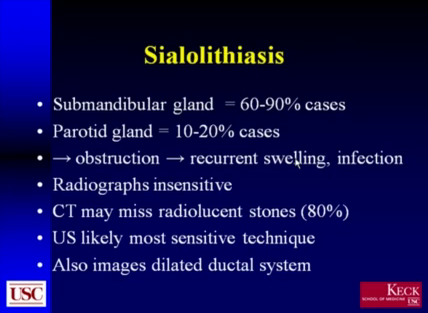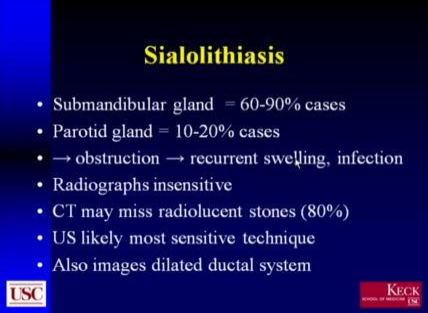Sialolithiasis, of course, are stones within the gland, usually in dilated ducts. Typically, this occurs in the submandibular gland, said to occur in about 60 to 90% of patients, as was shown in the earlier patient that we looked at. The parotid gland is far less common, accounting for about 10 to 20% of cases. Again, it's a similar finding of obstruction with recurrent swelling and infection, formation of stones, which then again leads to more obstruction, recurrent swelling, and more infection.